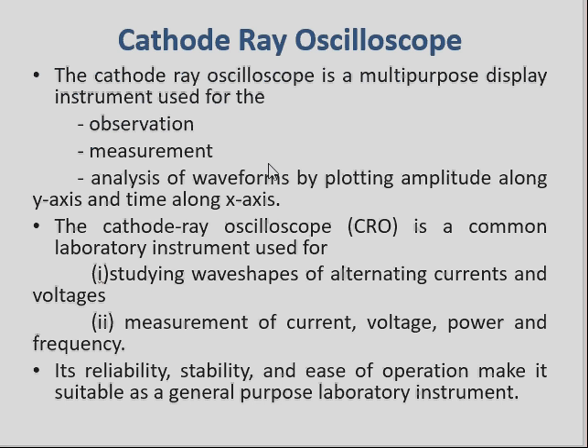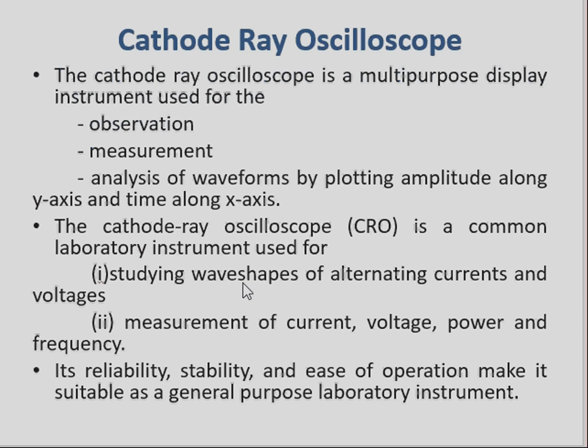By means of this instrument, first we can observe the output voltage or current or any waveform. Then after the observation, the measurement of the voltage, current, or any parameter is taken, and after taking the reading, we have to analyze the waveform. This analysis is done by plotting the amplitude of voltage, current or any parameter along the y-axis and time along the x-axis.